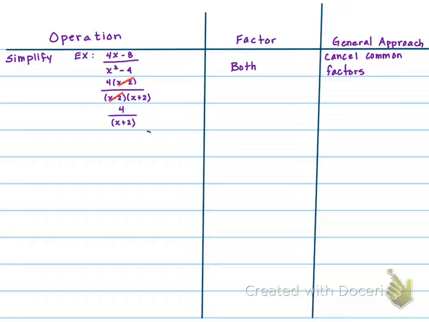And in that final answer, you don't necessarily need the parentheses around the x plus 2 because there's nothing else going on in the denominator, but I would always rather have them and not need them than need them and not have them. So if you want to leave them, that's totally fine.